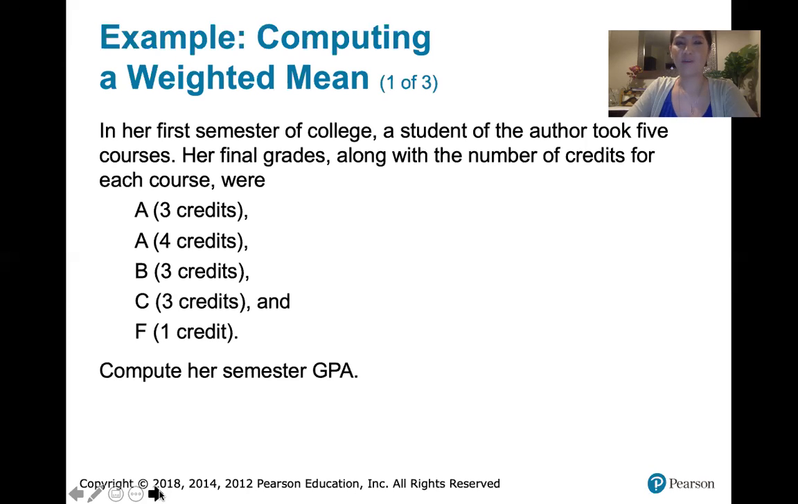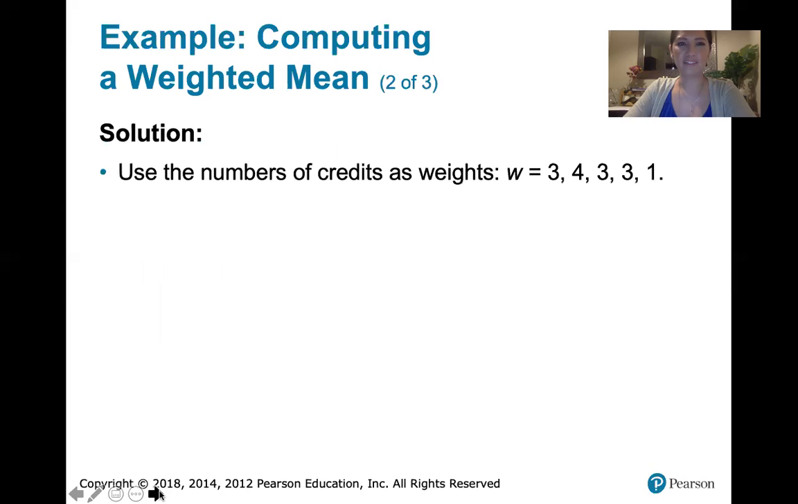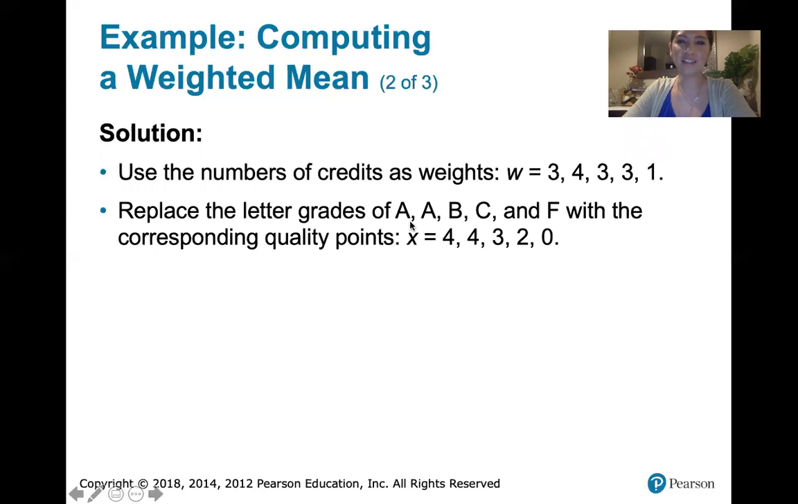Our job now is to compute her semester GPA. So in order to do this, we're going to use the credit hours, not the quality values, as the weights. So we've got 3 credit hours weighting that first A, 4 credit hours weighting that second A, 3 credit hours weighting that B, the 3 credit hours weighting the C, and then the 1 credit hour weighting the F. And then you replace each of the grades with a corresponding number of quality points. An A is worth 4 points, a B is worth 3 points, a C is worth 2 points, and an F is worth 0 points.